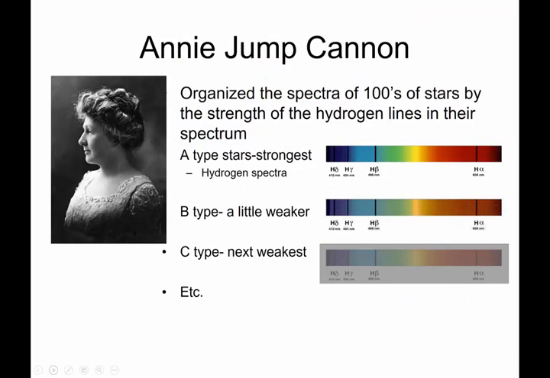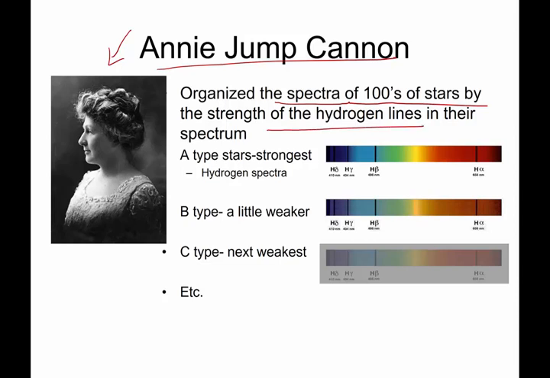So the first one we're going to talk about is Annie Jump Cannon. And here's a picture of Annie Jump Cannon. One of the things that she took command of in this data collection at Harvard was that she looked at the spectra of hundreds of individual stars. And what she did is she organized them by the strength of the hydrogen lines in their spectra.